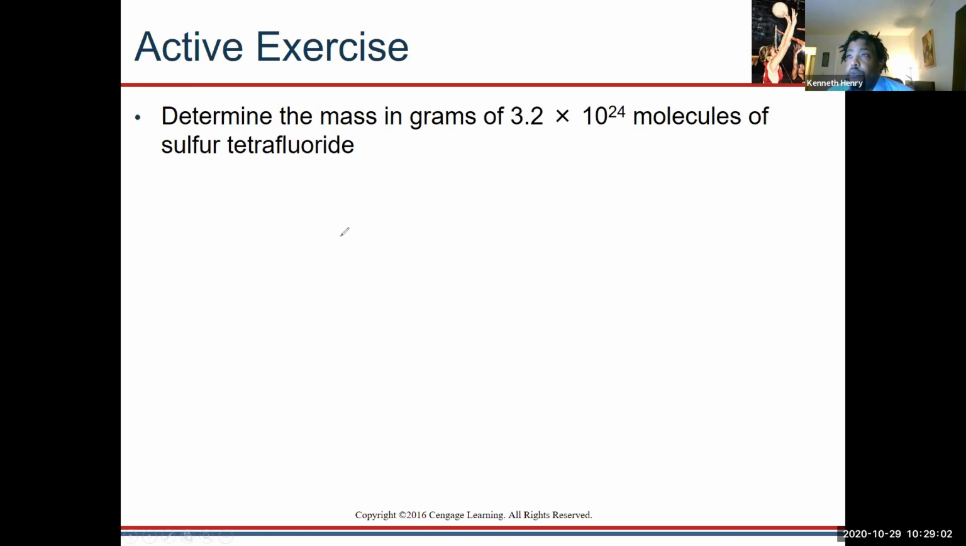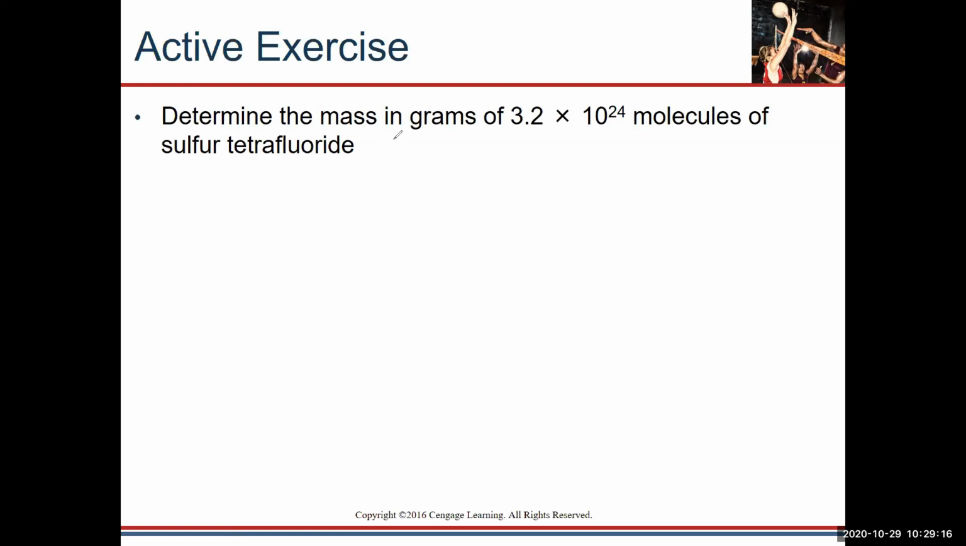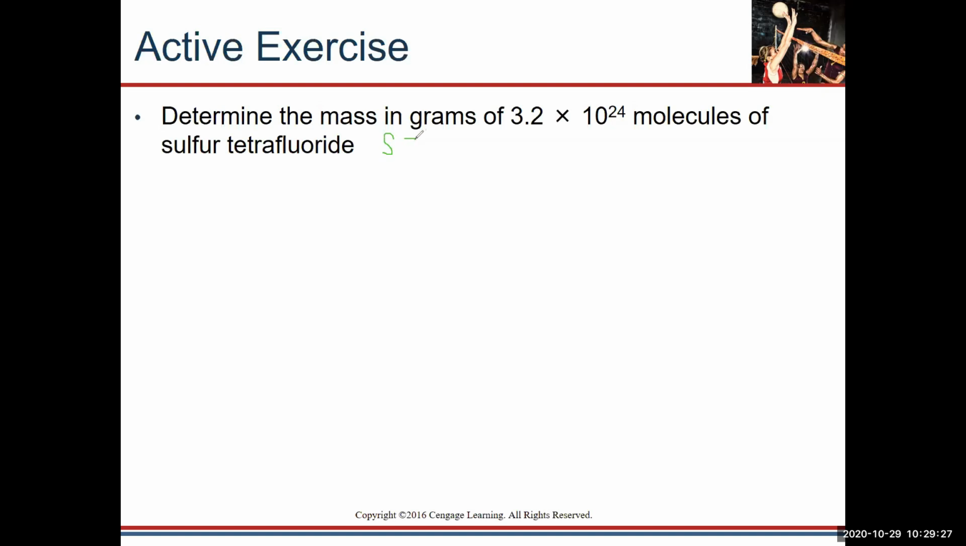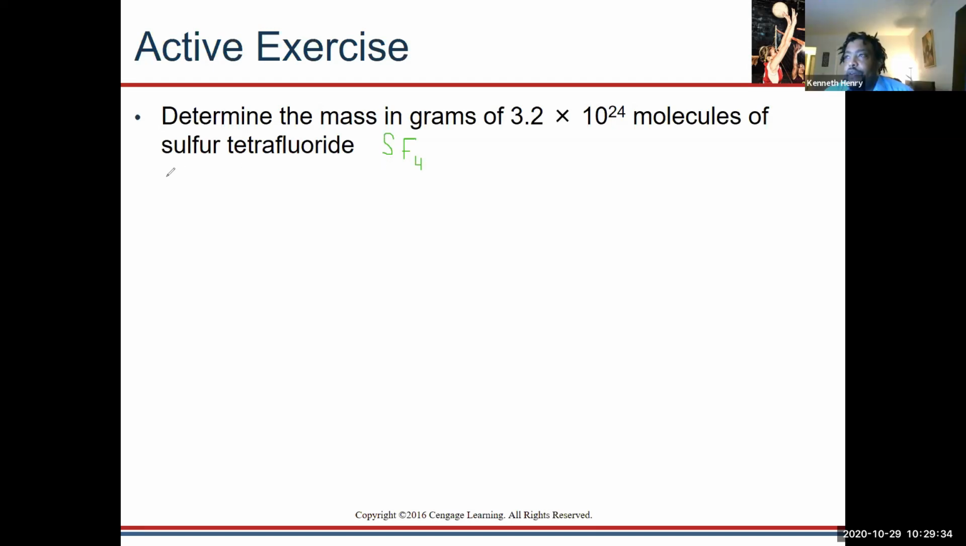So what am I going to do? First thing, find the chemical formula. What is the chemical formula for sulfur tetrafluoride? It's S, F... F4. I'm sorry, no, SF4. Yes. Okay, so now we have the chemical formula.